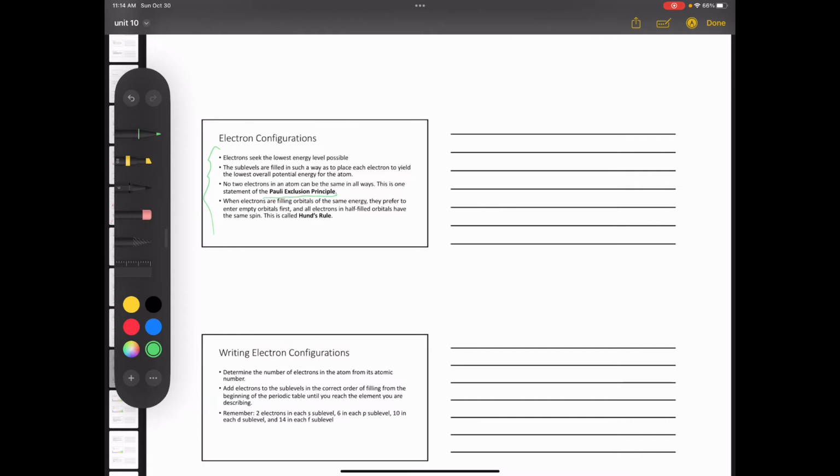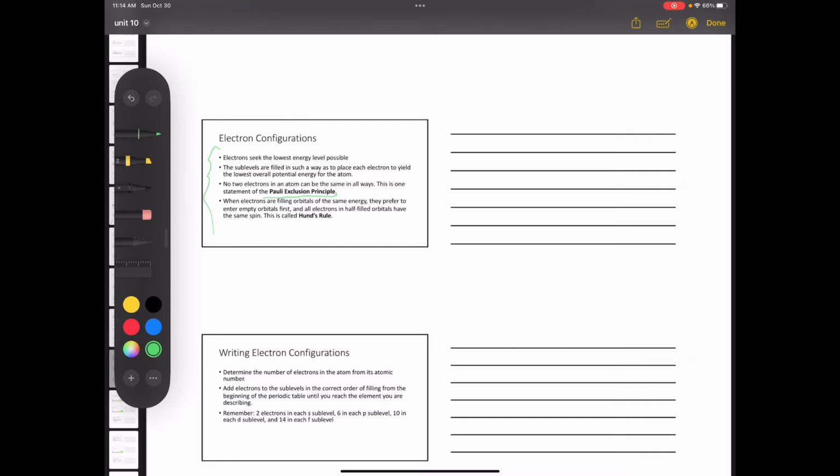So if someone asks you what is the Pauli exclusion principle, that means no two electrons in the same atom can have the same identity, ever. Electrons have to be different in some shape or form.